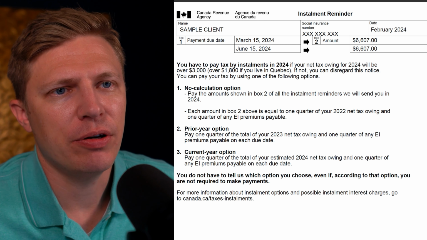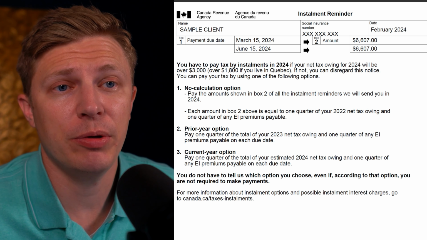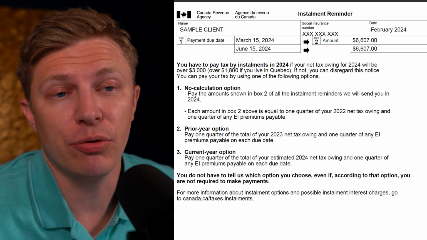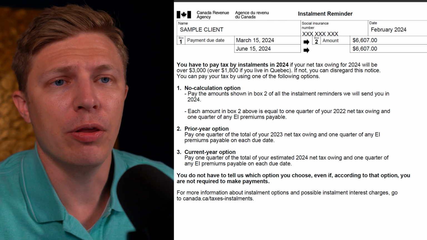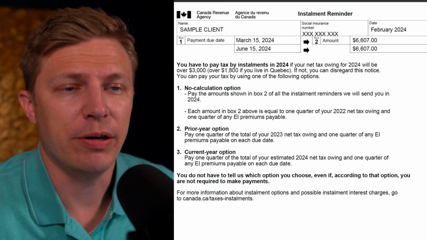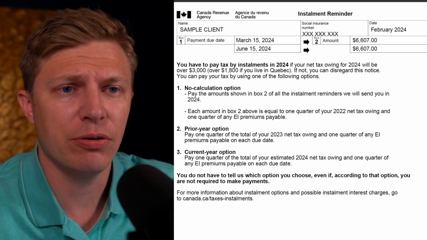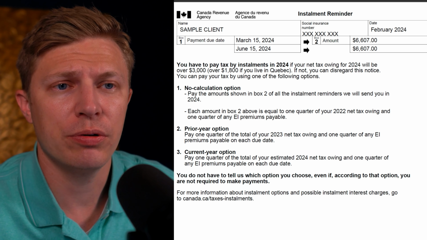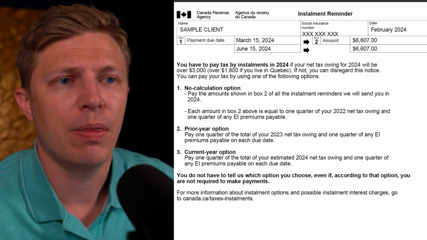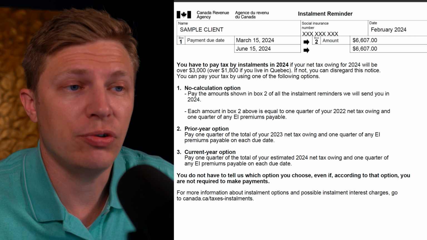When you get this letter, it's going to show you that there's actually 3 different calculation options. There's the no calculation option, which essentially means pay the amounts on the letter. Don't think about it and just remit it. The prior year option looks at the most recently filed tax return, and again, if you get that net tax payable figure by taking 435.00 minus 437.00, and you divide that into 4 equal quarters, you can remit according to that schedule.